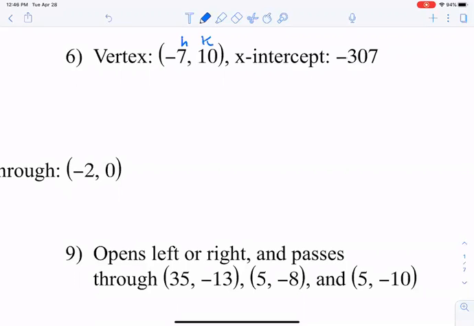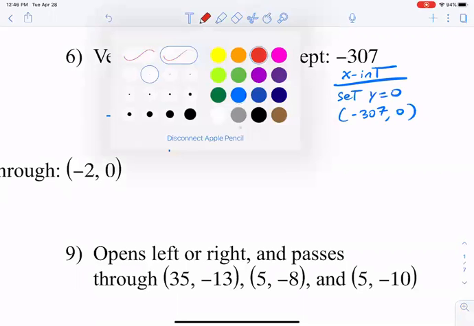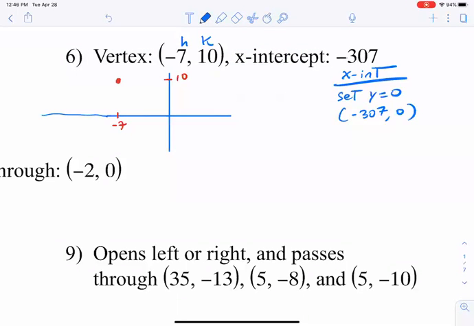So this is h and k, and this is the x-intercept. So remember, x-intercept implies that you have to set y equals 0, and therefore you have, as an ordered pair, -307, 0, right? And if we're confused at any point, we can always draw a picture, and we have here -7, 10, so -7, 10 is here, and that's the point. And they're saying the x-intercept is -307, so that's all the way to the left, so that will be around here somewhere.